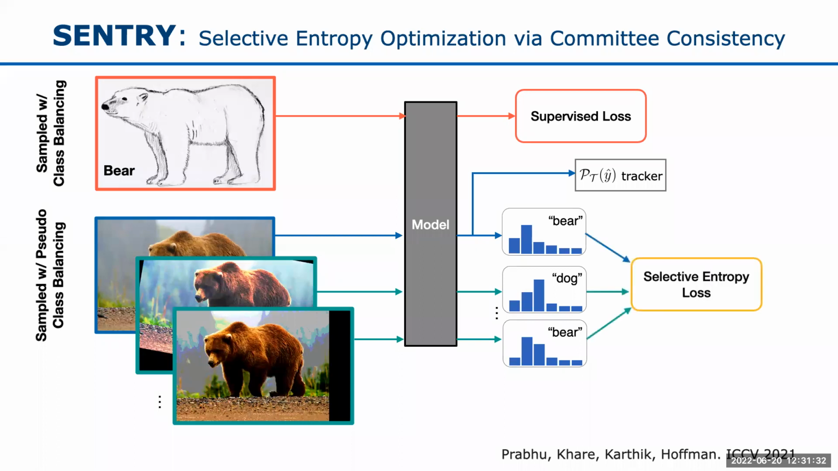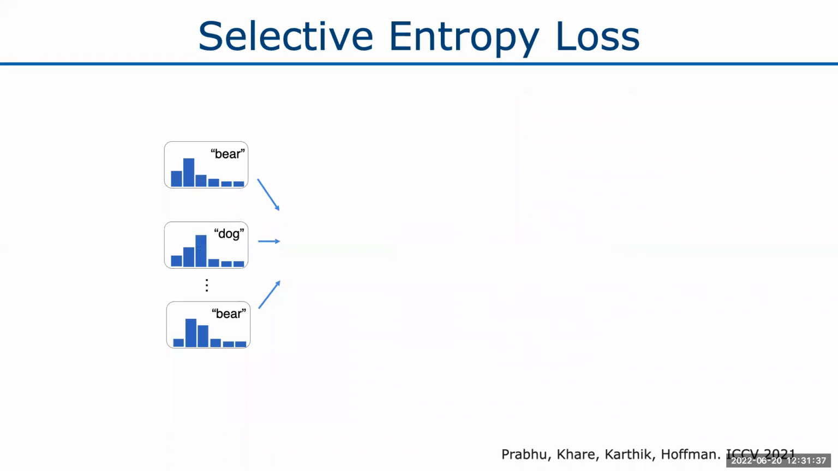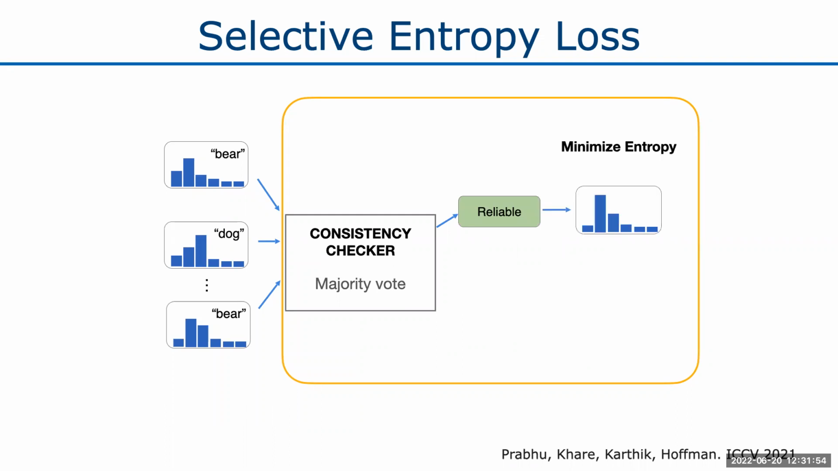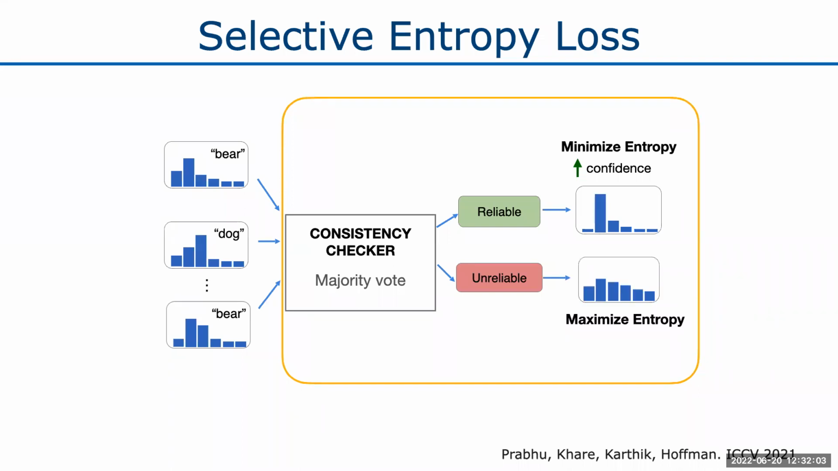And we can pass all of these to this selective entropy loss, which operates as follows. It's simply going to measure the predictive consistency across all of these images and use a simple majority voting scheme. And for instances for which the predictions are mostly consistent, it's going to mark those as reliable and minimize the model's predictive entropy to increase confidence. And for unreliable instances, we can maximize entropy to reduce confidence. So that's the entire approach.